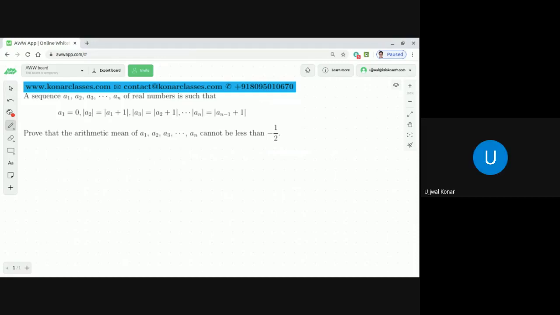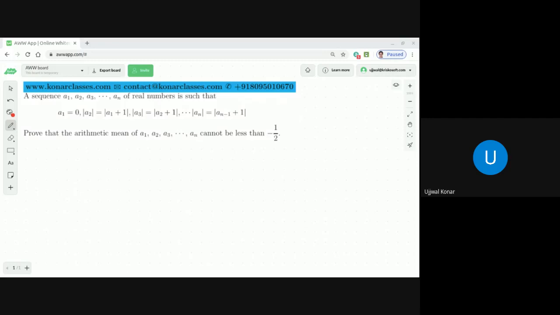Note that the arithmetic mean of these numbers a1, a2, a3 up to an means a1 plus a2 plus a3 dot dot dot up to an, divided by n. It cannot be less than minus 1 by 2. That is what we need to prove. The point is that the arithmetic mean cannot be greater than, I'm sorry, cannot be less than minus 1 by 2.